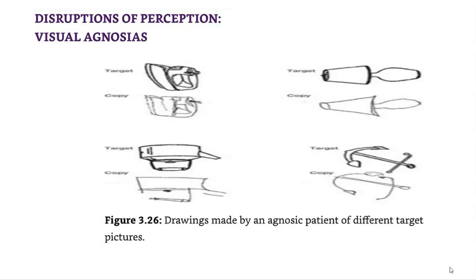So Rubens and Benson reported on a similar case study in which their agnostic patient could not correctly name any of the objects he saw and drew, saying of a pig that it could be a dog or another animal, and of a bird that it could be a beech stump. So there's lack of interpretation there.